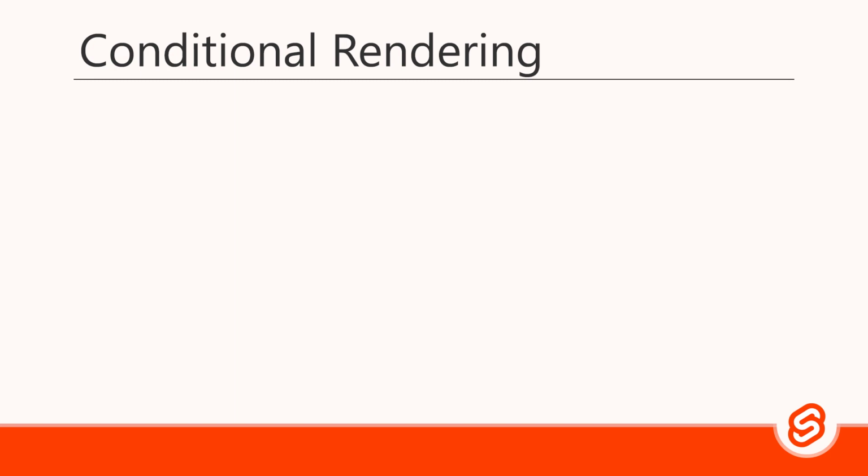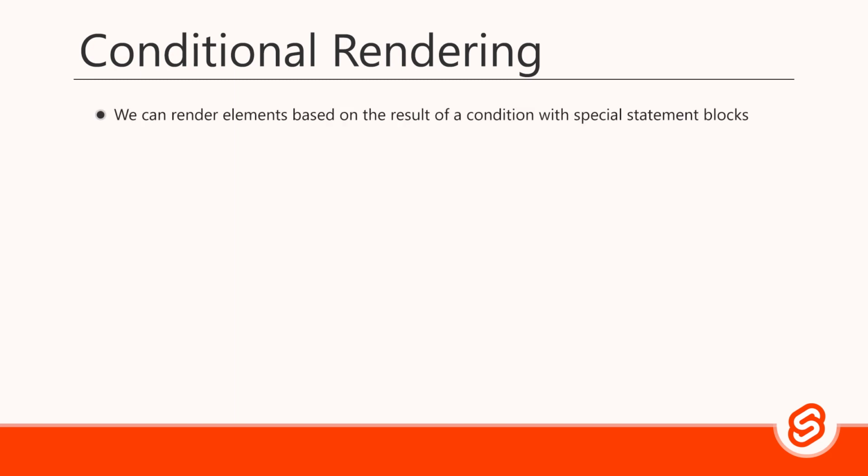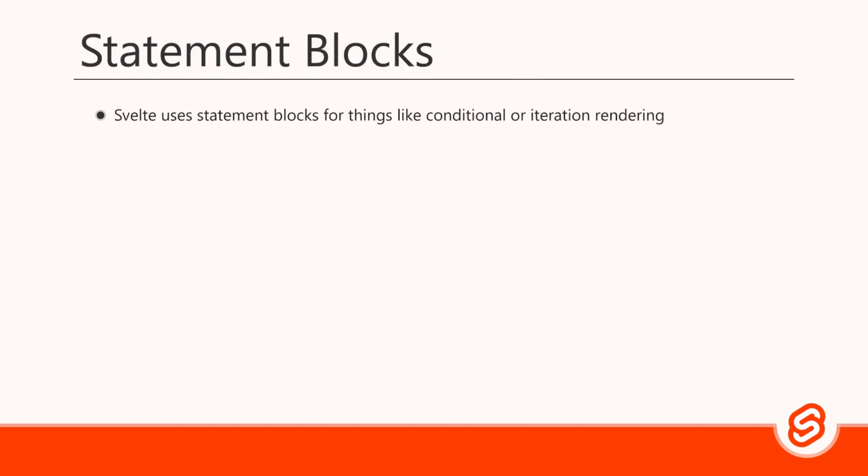When building applications, you'll often have to render HTML elements based on a certain condition. Svelte makes conditional rendering easy with three special statement blocks: the if conditional block, the else if ladder block, and the else fallback block. Svelte uses statement blocks for things like conditional or iteration rendering.